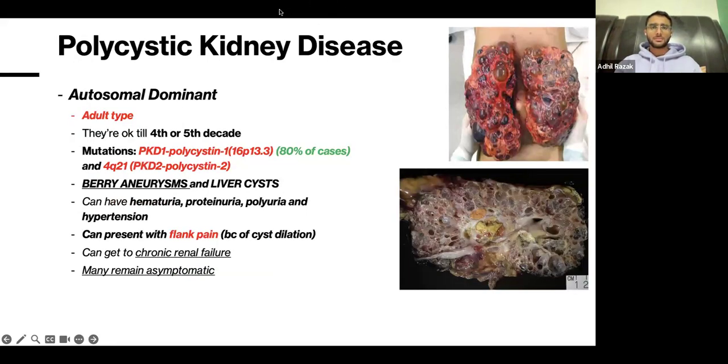Is everything clear? Do we have any confusion or anything when it comes to polycystic kidney disease?